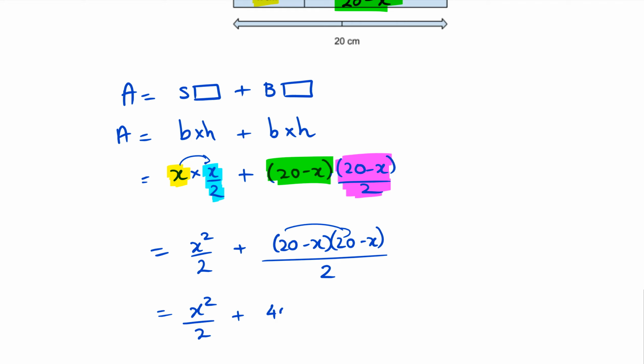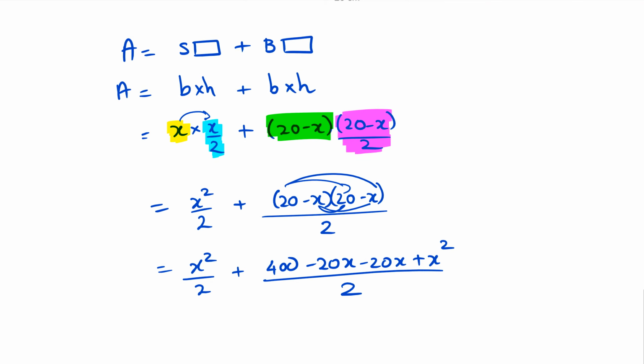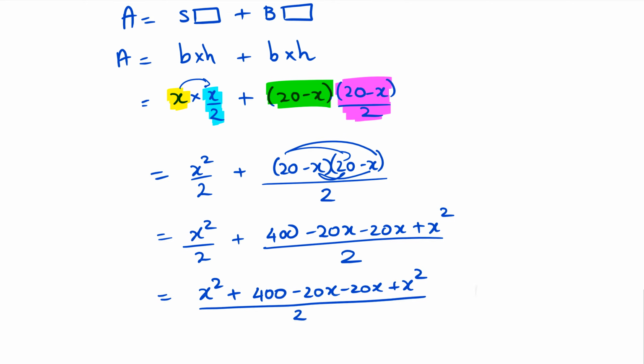And so when I do this, I get x squared over 2 plus 20 times 20, which is 400. 20 times negative x is negative 20x, and then you've got another negative 20x. And then you've got negative x times negative x, which is plus x squared. And all of this is now over 2. And because both of these fractions are divided by 2, I can combine everything. And I can write this as x squared plus 400 minus 20x plus x squared. And the whole thing is now divided by 2.